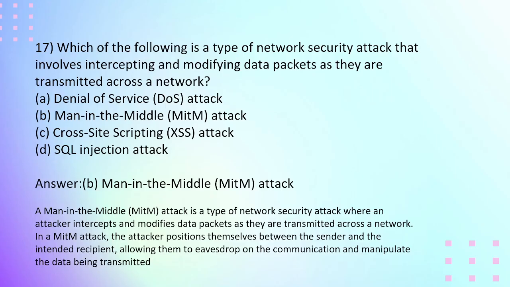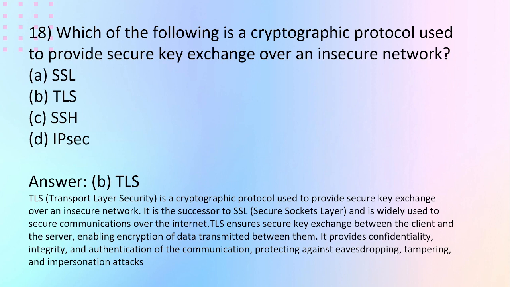Which of the following is a type of network security attack that involves intercepting and modifying data packets as they are transmitted across a network? And the answer is man-in-the-middle attack. It is a type of network security attack where an attacker intercepts and modifies data packets as they are transmitted across a network. So the answer is the man-in-the-middle attack.